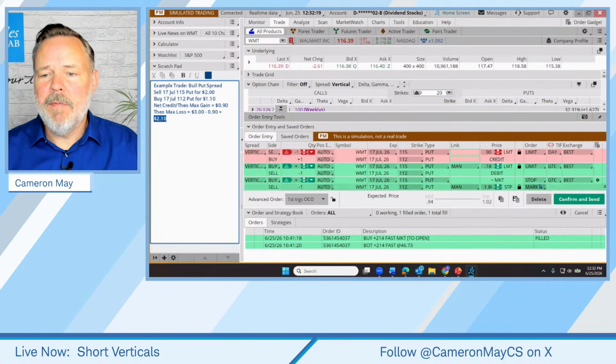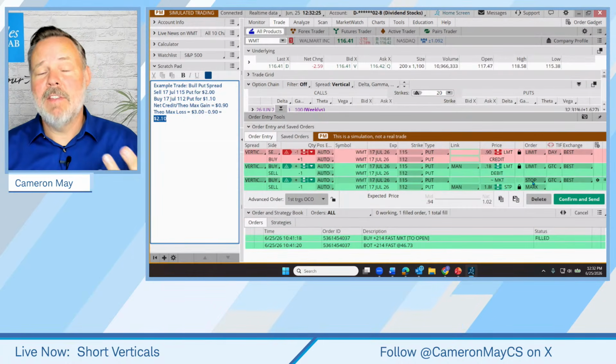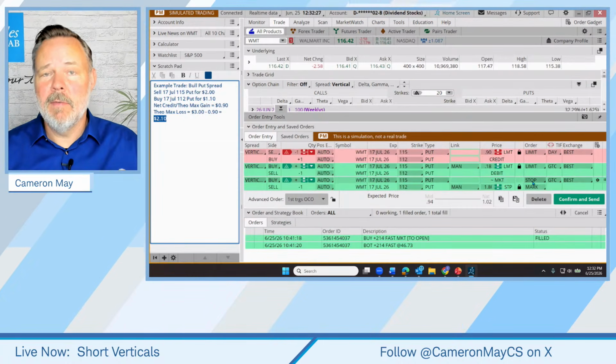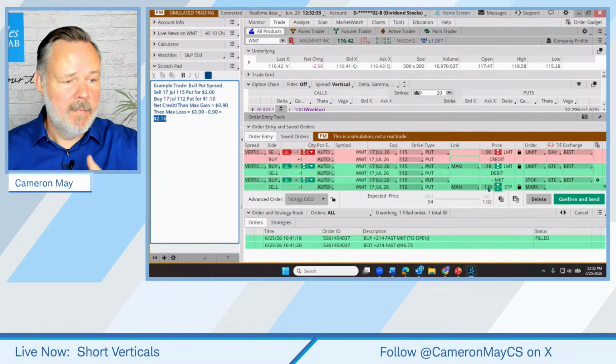Okay, definitely want to emphasize here that whenever we use a stop order, it's not a guarantee that that stop is exactly how much risk we're taking on. So in this case, we may have to pay more than $1.80 if the stock is falling hard enough.